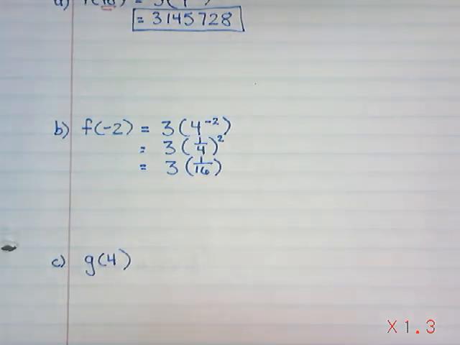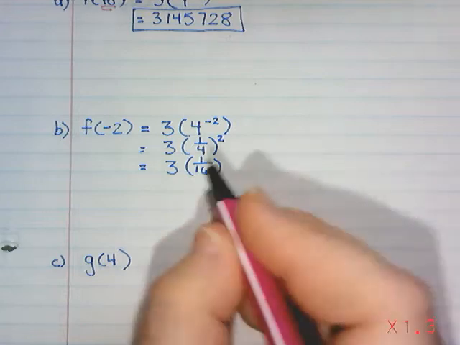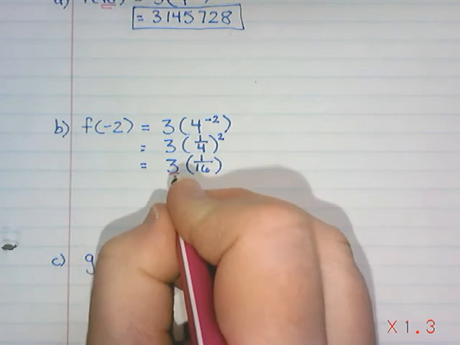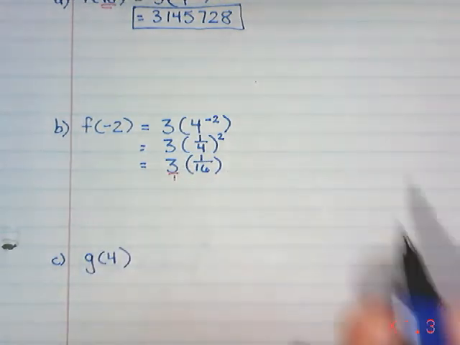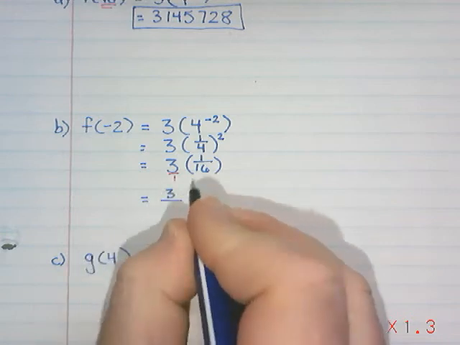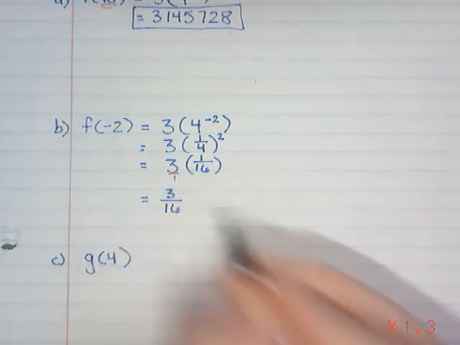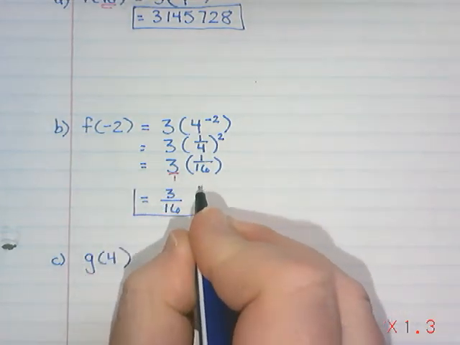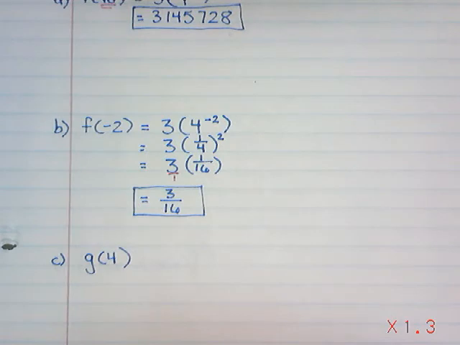Last thing I need to do is multiply these together. When we multiply fractions, we do numerator times numerator, denominator times denominator, or top times top, bottom times bottom. Underneath this 3, there is a secret 1. So I'm going to do 3 times 1, which is 3, and then 1 times 16, which is 16. So our final answer here should be 3 over 16.